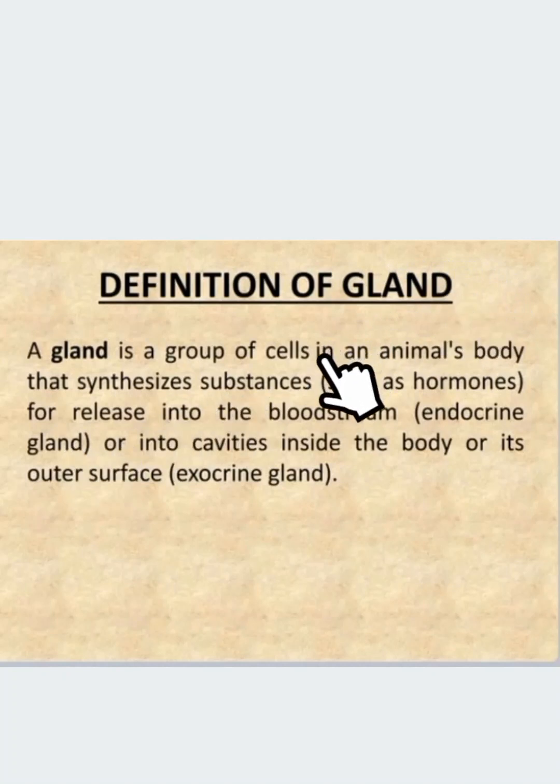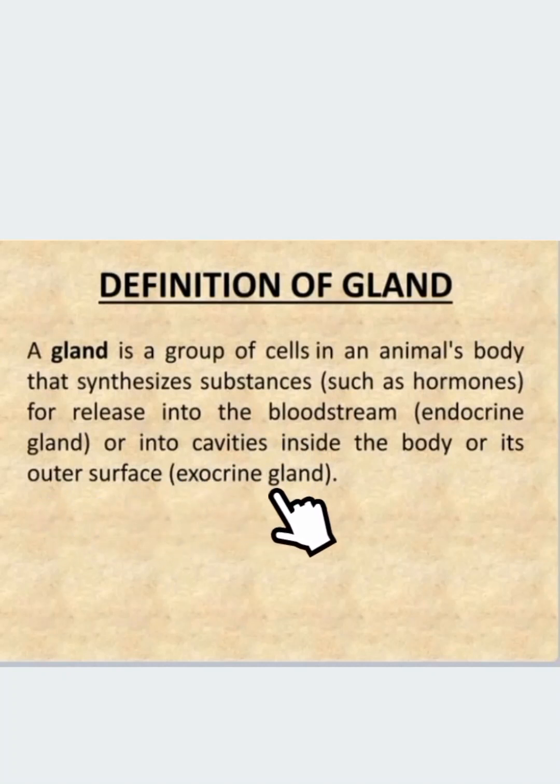A gland is a group of cells in an animal's body that synthesizes substances such as hormones that are released into the bloodstream in the case of endocrine glands. Remember, endocrine glands synthesize important chemicals, for example hormones, and these are released directly into the bloodstream, whereas exocrine glands have ducts that release their secretions into the body cavities. For example, the stomach is a cavity, and the glands will secrete their secretions directly into a cavity like the stomach, which is inside the body, or outside the surface.